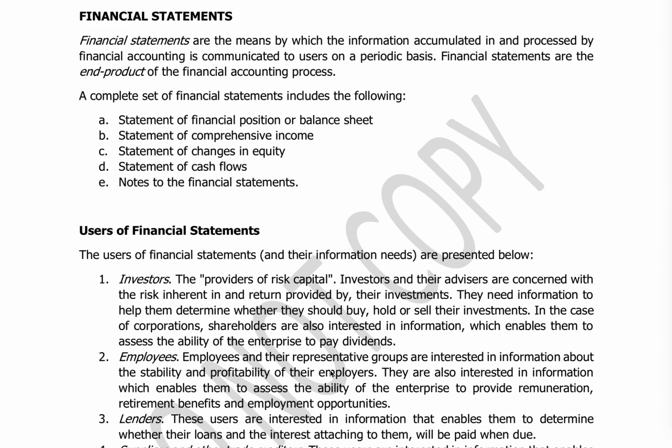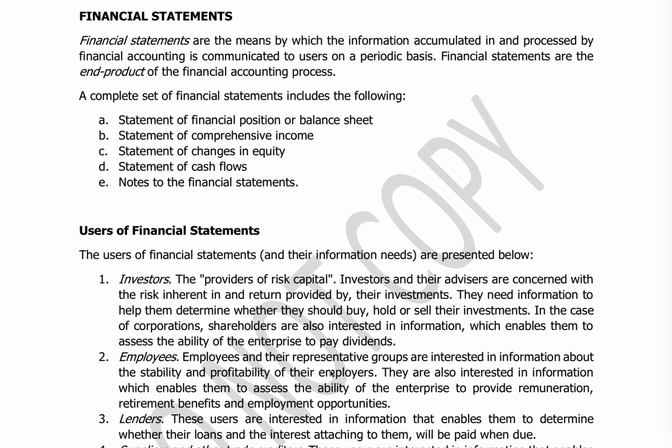Okay, so when you say financial statements, these are the means by which the information accumulated in and processed by financial accounting is communicated to users on a periodic basis. Financial statements are the end product of the financial accounting process. Ayun, end product. O, remember ha? What is the end product of the financial accounting process? It is the financial statements. So, ano ba yung financial statements yan? Sabi ko nga sa inyo, yan yung summary.